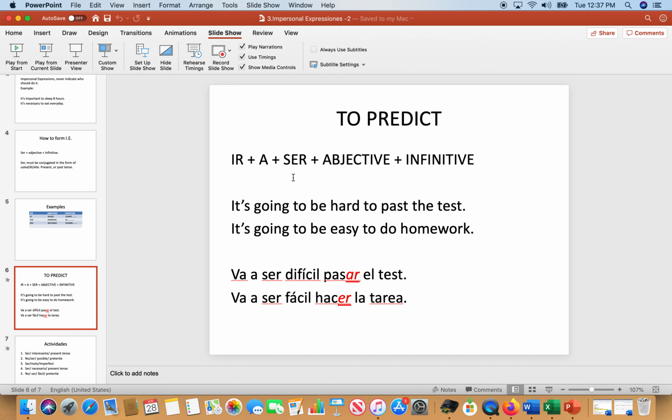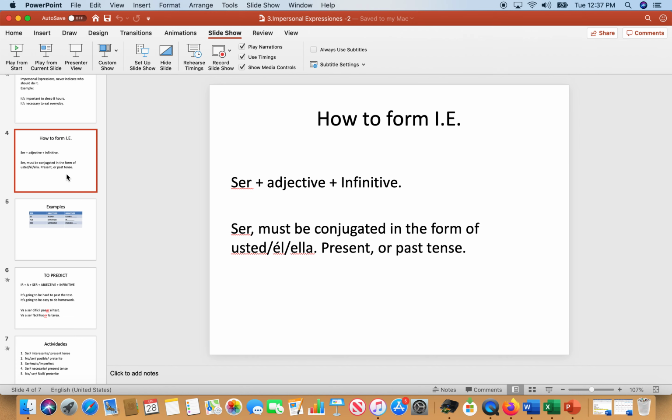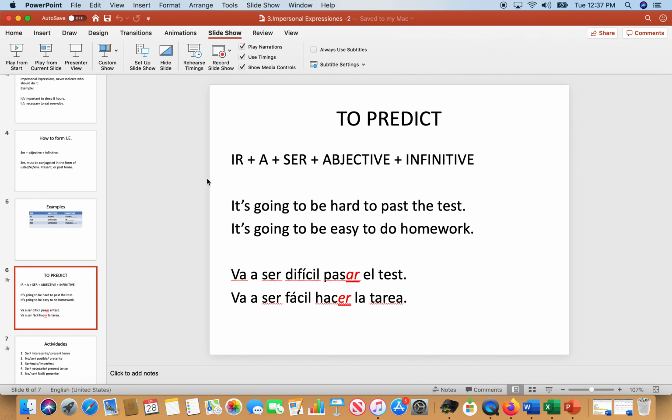Okay. Now to predict, you got to do ir plus a plus ser plus adjective plus infinitive, okay? So be careful with this one. This one is impersonal expression: ser plus adjective plus infinitive plus the noun. This one is ir. So it's pretty much this one plus ir plus a, to predict something in the future, not in the past, in the future.